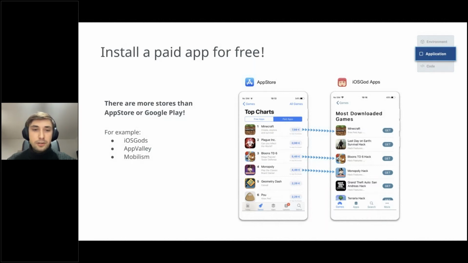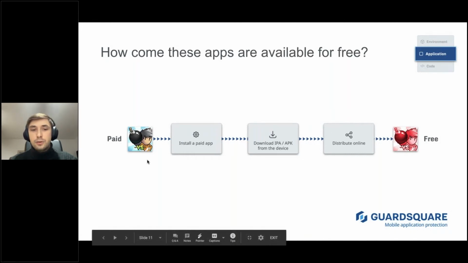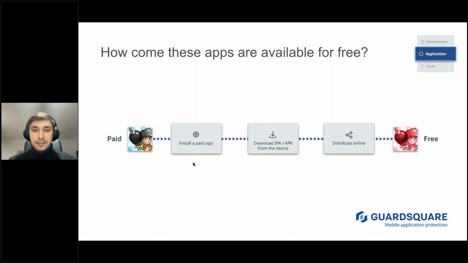And there are quite a lot of such alternative stores online. Now I will show you how it actually works. An attacker can install a paid app. He would just pay for it once, install it on his device, and then he would download the IPA file on iOS or APK file for Android. They would download those files to their computers, and then they can, for example, share the APK file with their friends or distribute it online.